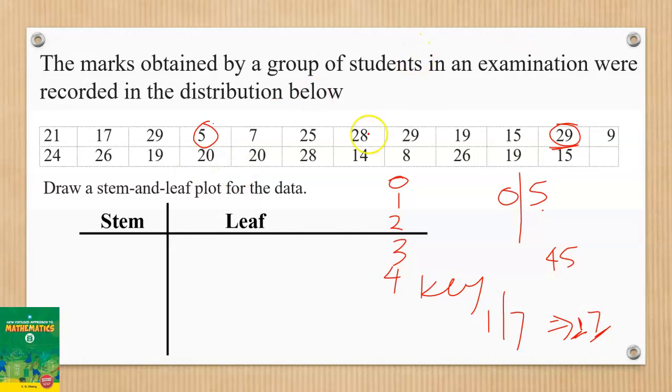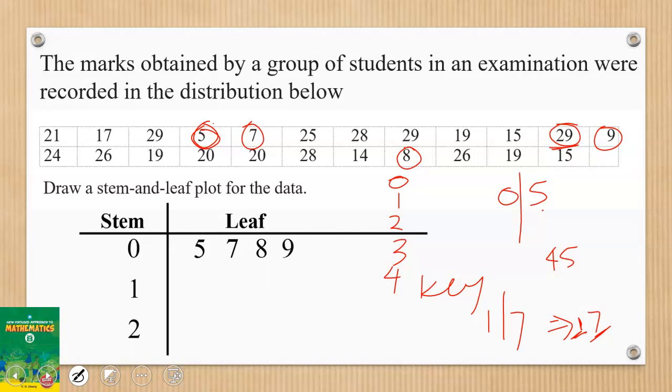So now that we know our largest and our smallest, we can create our stem to be 0, 1, and 2. Now, after creating 0, let's see all the numbers that are single digit, which will have their stem as 0. We have 5, 7, 9, 8. So for 5, we are going to have our 5. For 7, we'll have our 7. For 8, we'll have our 8. And for 9, we have our 9.